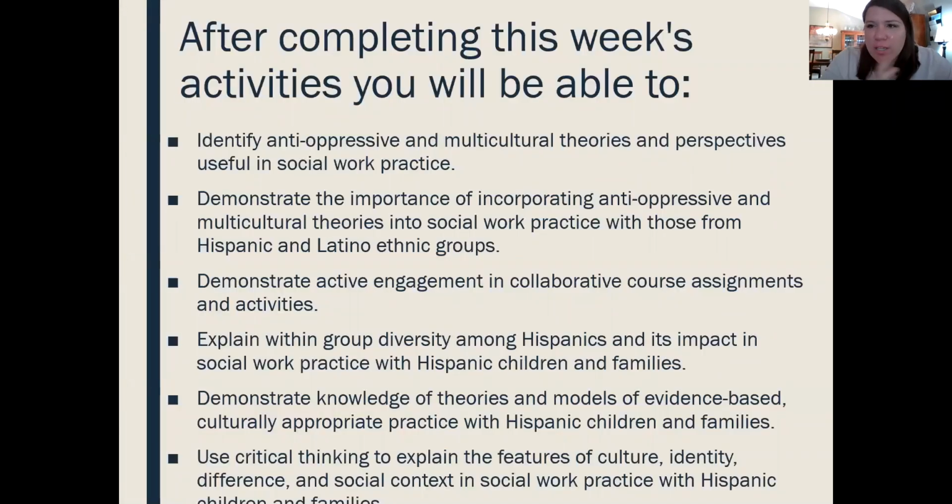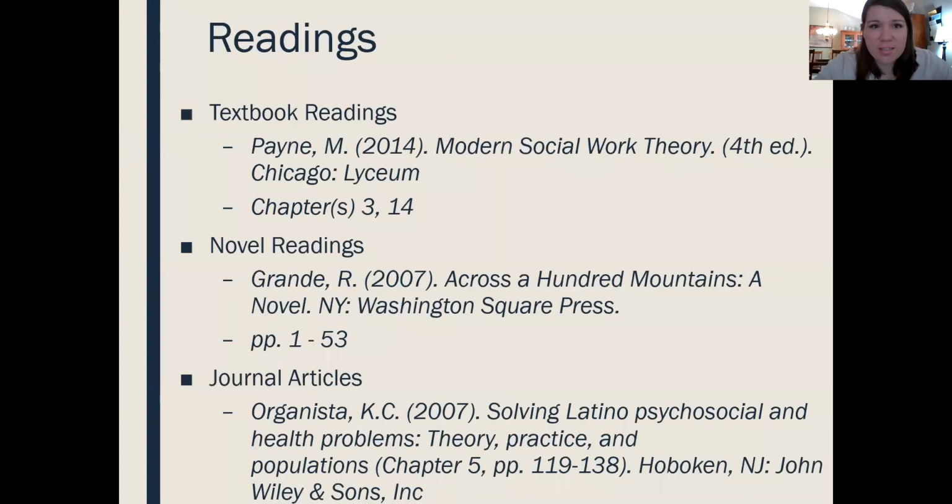This comes directly from Engage, so you should be able to do many of these different things after doing the readings and completing the discussion boards this week, so take a look at some of that. This week, you are reading chapters 3 and 14 from Modern Social Work Theory. You are reading pages 1 through 53 of the novel, Across 100 Mountains. And you have the journal article that is also available through Docutech. So you should have access to that.